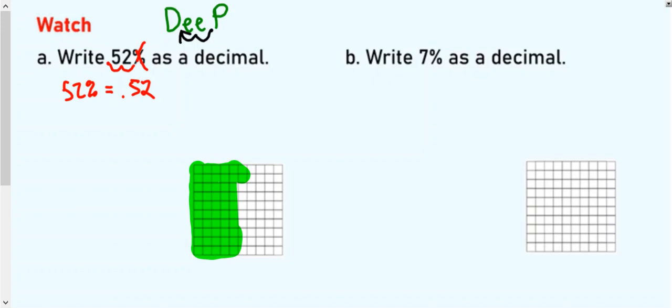And then you can see on the diagram here that we have 52 squares out of the 100 squares on this 10 by 10 grid covered.